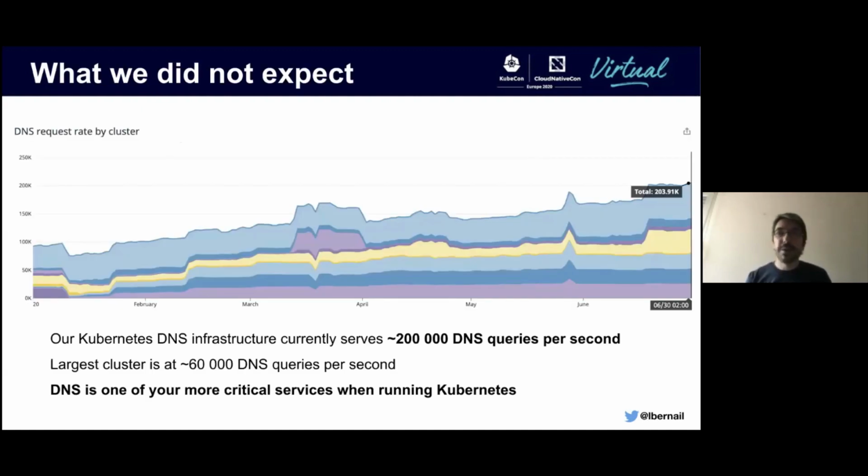And what we didn't expect when we started working on the Kubernetes platform at Datadog was that DNS would end up being one of the most critical services we operate. And as you can see on this graph, which shows the number of DNS queries we get in production on each cluster, we're currently serving 200,000 DNS queries per second, which is quite a lot and challenging to do well.